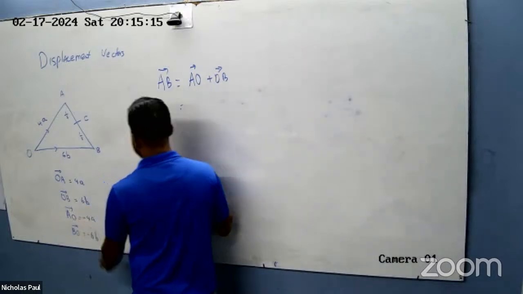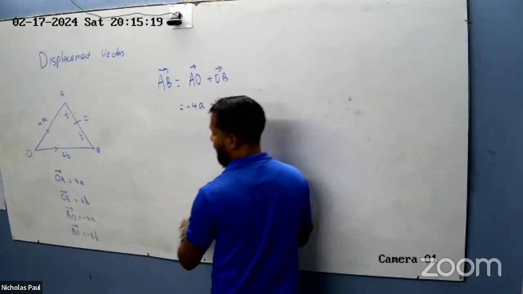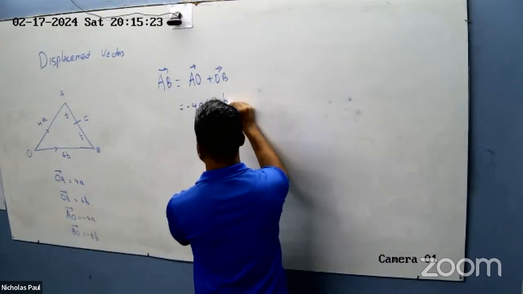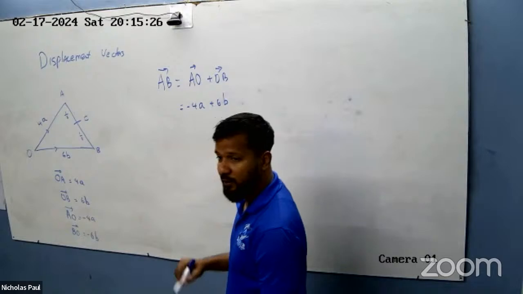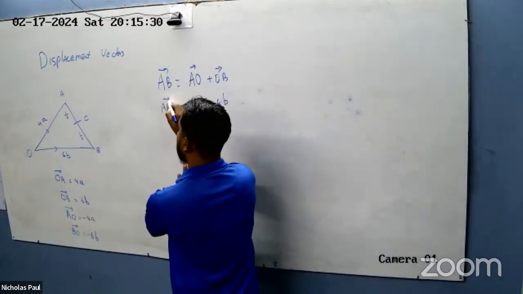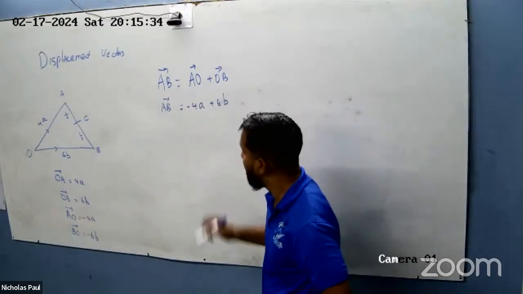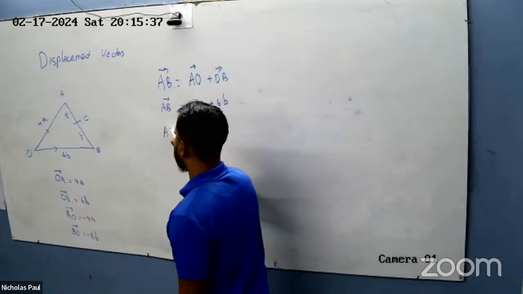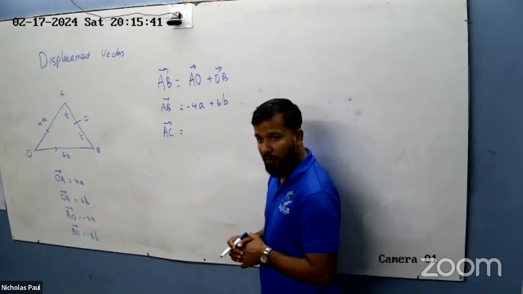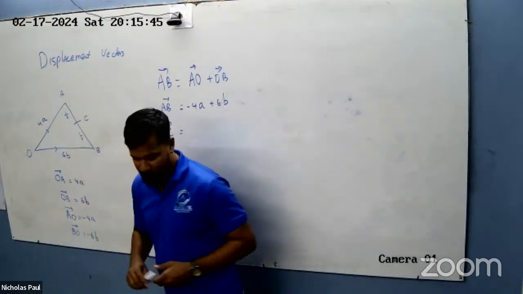You okay with that? What is A to O? A to O is minus 4A. What is O to B? O to B is 6B. So this here is the answer for AB. You okay with that? What do you think will be AC? Look at the line there. What will be A to C?